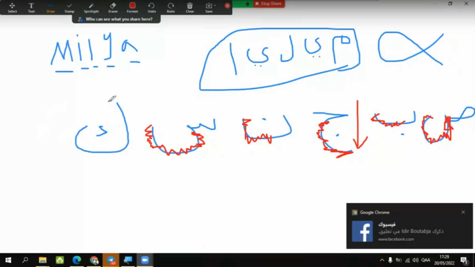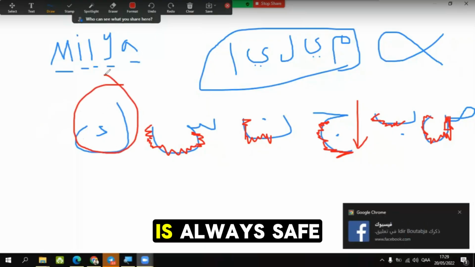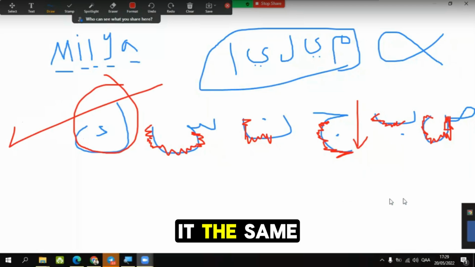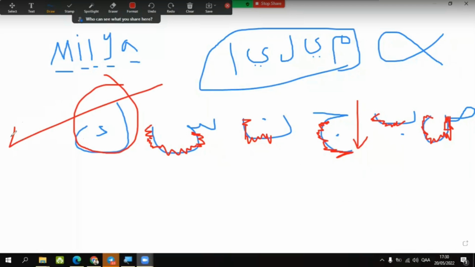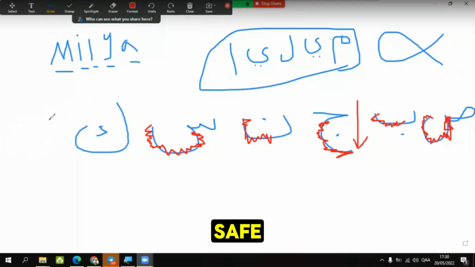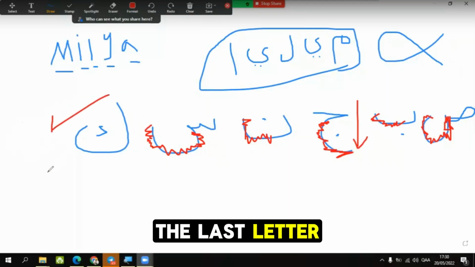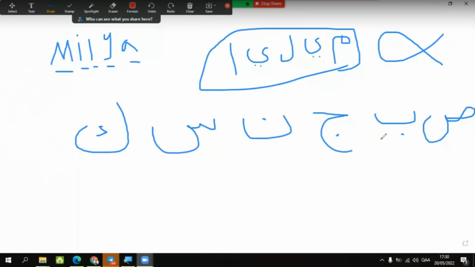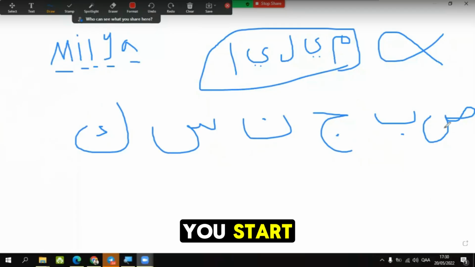But the last letter, our last letter, is always safe and we keep it the same. Our last letter in the word, we keep it safe. Nobody harm the last letter. So when you have a word, any word you want to write, you start with the letter.